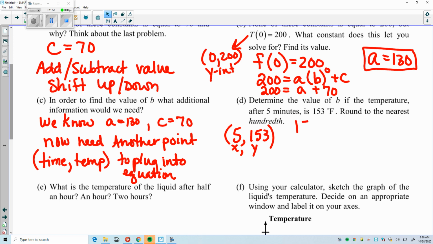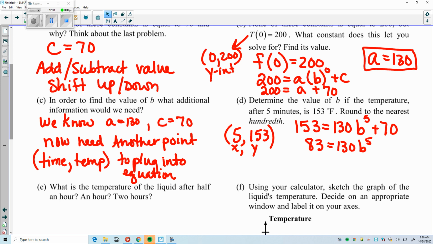So I have a y value. I'm going to set that equal to, remember I have my a value, we found that up above. Here's a. We don't know what b is, I'm looking for b. I know the exponent here should be 5. And then remember we had that plus 70 because we had to shift it up 70. Okay, so now we need to solve. So I'm going to subtract over 70, so that gets us 83 is equal to 130 b to the 5th.